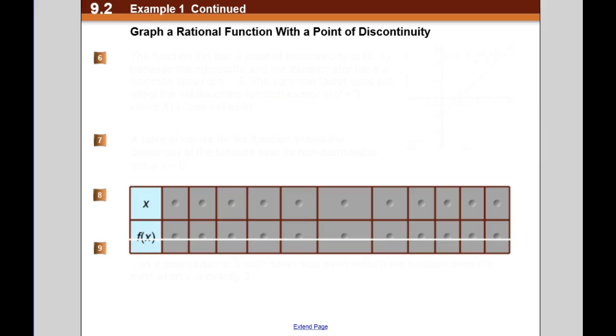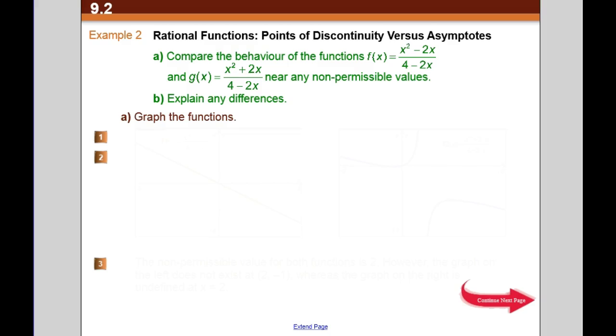Moving to example 2. Example 2 is on page 448. It says compare the behaviors of the functions. So we have two functions here, this one and this one. And they want us to compare the behaviors near any non-permissible values. Okay, so the first thing when I see these, I think I should factor and I should break it down so that I can see what it looks like.